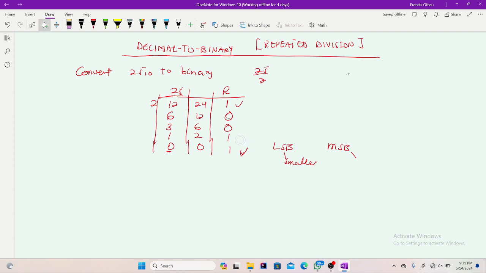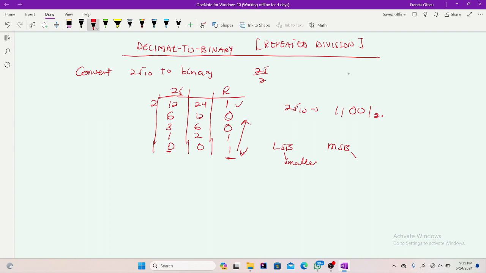So always, to write your binary number, your MSB starts from what? The last one. So here, 25 base 10 to binary number becomes 1 1, that is moving up, okay? 1 1 0 0 1 base 2. So take note of this, right?